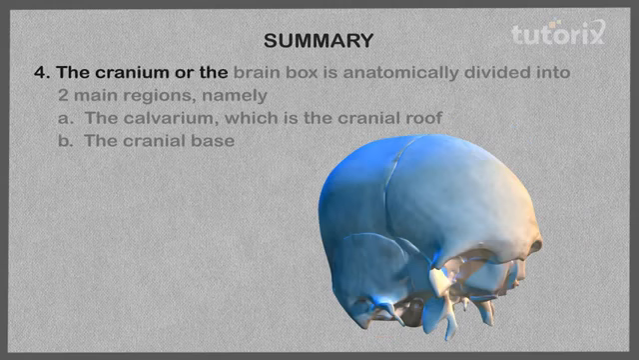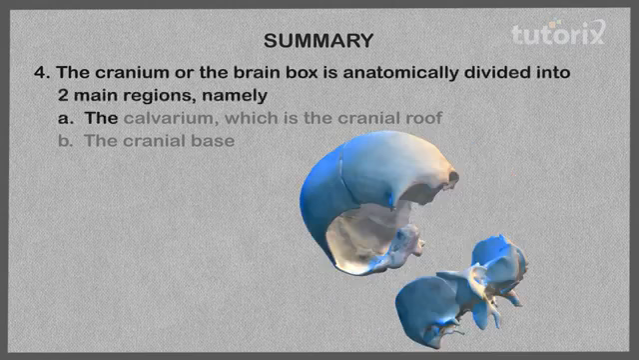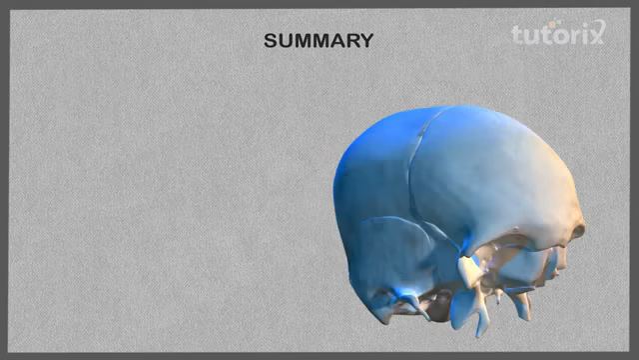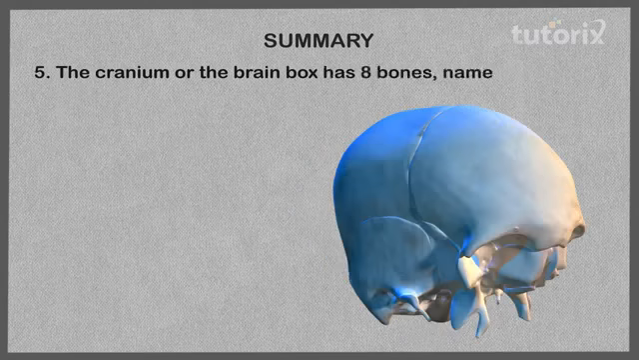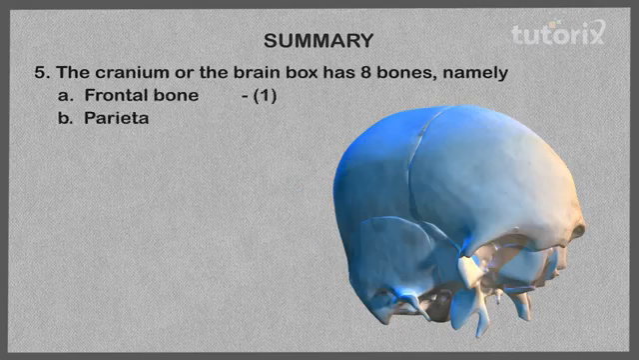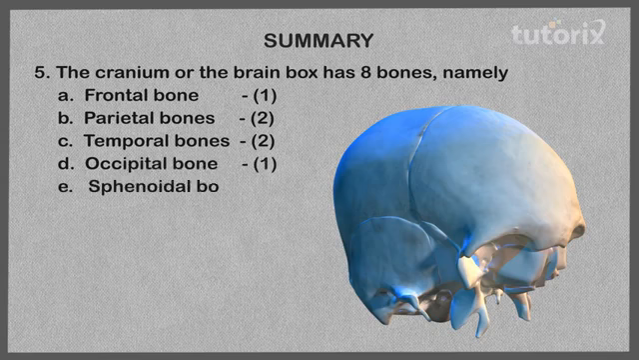The cranium, or the brain box, is anatomically divided into two main regions, namely the calvarium, which is the cranial roof, and the cranial base. The cranium, or the brain box, has 8 bones, namely one frontal bone, 2 parietal bones, 2 temporal bones, 1 occipital bone, 1 sphenoidal, and 1 ethmoidal bone.